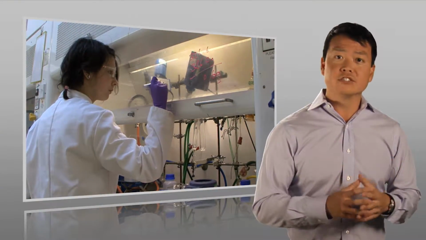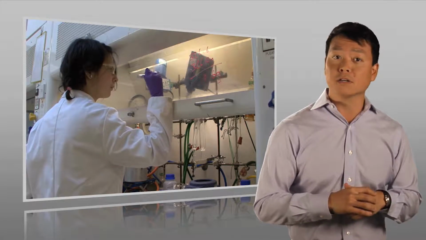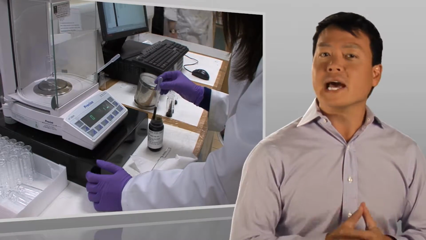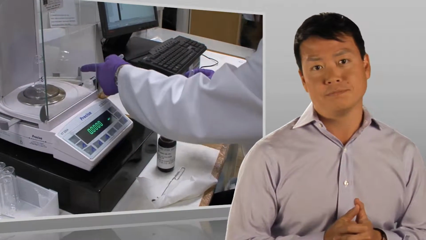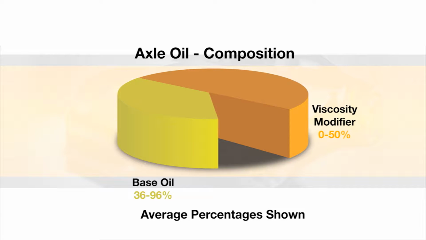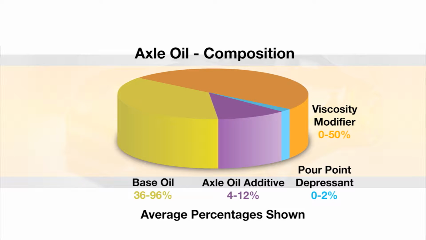Lubricants are formulated to improve their ability to protect the parts from damage and wear in specific operating conditions. Let's look at the typical composition of gear oil. The base oil is the main component. It's from 36 to 96% of the gear oil. There may be no viscosity modifier, or it can be as high as 50%. A pour point depressant may be added, up to 2% of the total oil volume. And finally, the axle oil additives might be from 4 to 12%.